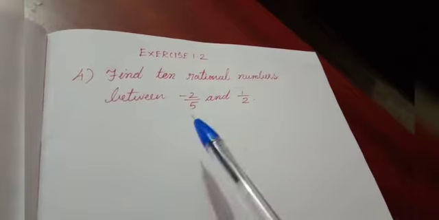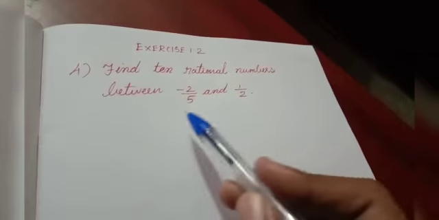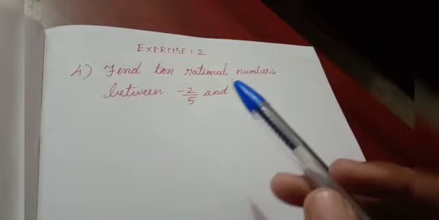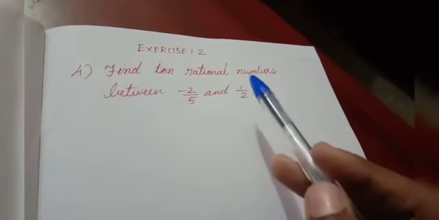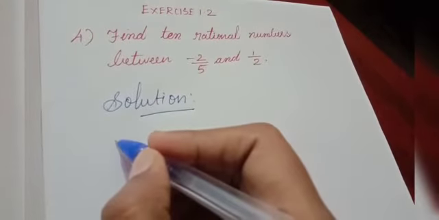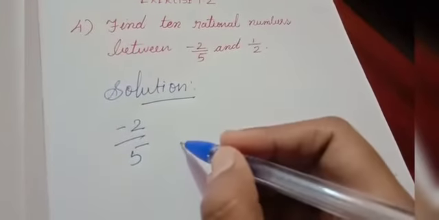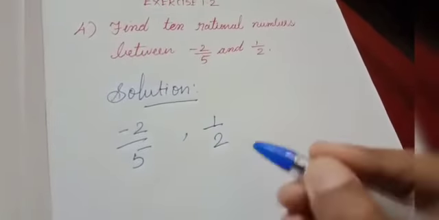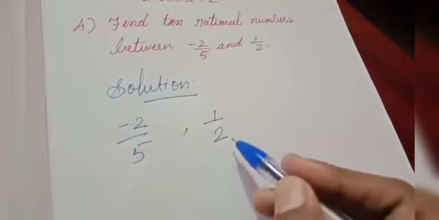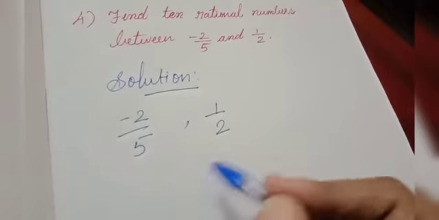10 rational numbers. To find that, we should first bring the denominator as same. Here different denominators are there, so we should bring the same denominator. Then we can find the required rational numbers. Here the first rational number is minus 2 by 5 and the second rational number is 1 by 2. Here the denominator value is 5, here the denominator value is 2. So we should convert into same denominator. For that we should take LCM.